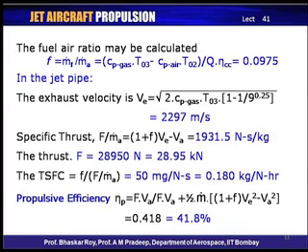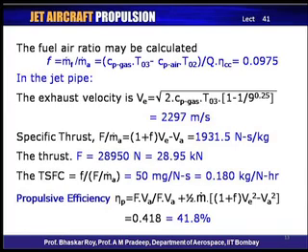If you use that, you can now find the specific thrust, which would be (1 plus F) into (Ve minus Va), where Va was the entry velocity, and that comes out to be 1931.5 newton seconds per kg. Now, this is the specific thrust that you can compute. Correspondingly, if you multiply the specific thrust with the mass flow that we have computed, that comes out to be 28,950 newtons or 28.95 kilonewtons.